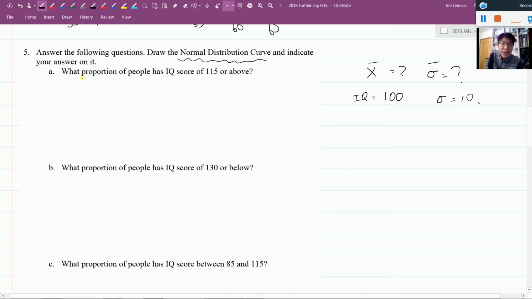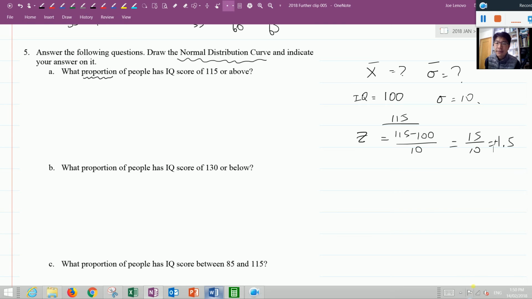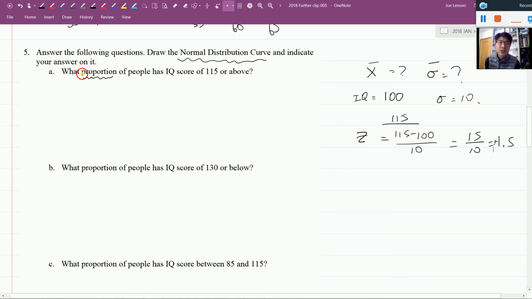We need to calculate the proportion of people. So proportion of people is different from z-score. For z-score it is easy. So for 115, the z-score is 115 take away 100 divided by 10, which is 15 divided by 10, 1.5 positive straight away. So if the mean of the IQ is 100, and anyone scores 115, the z-score would be 1.5. However, what I'm trying to do here is the proportion instead of the z-score.